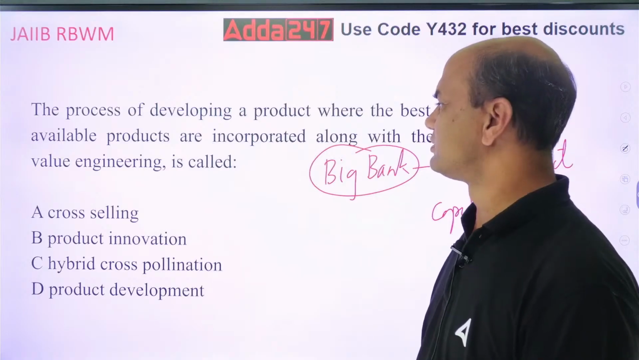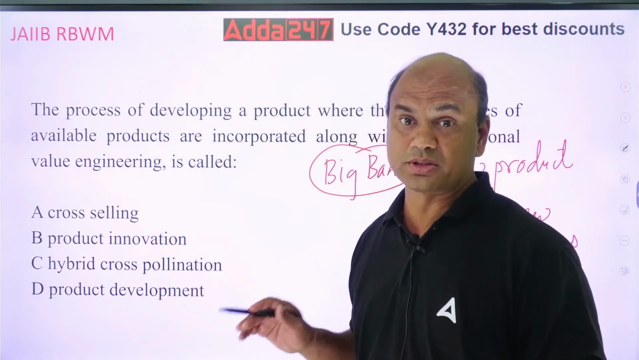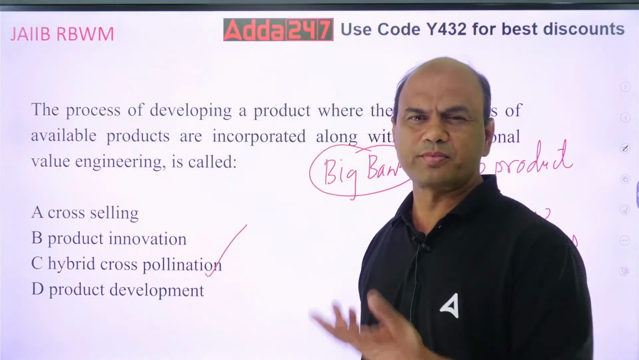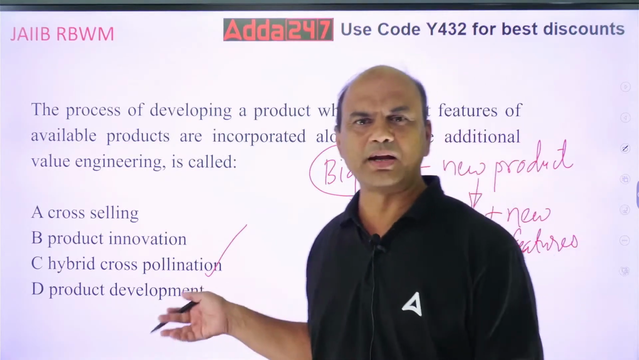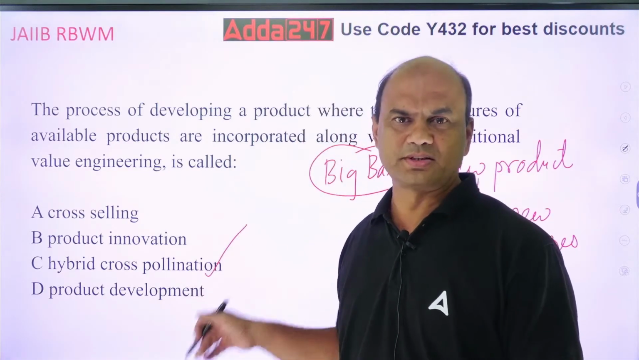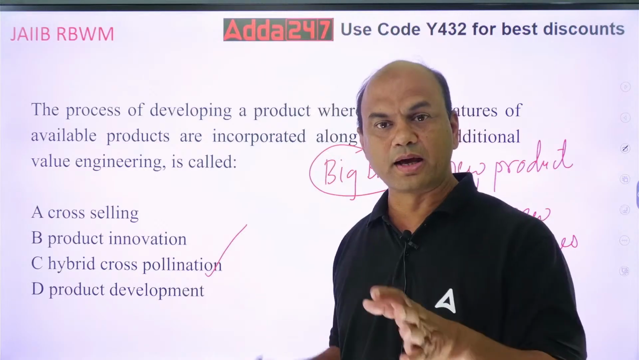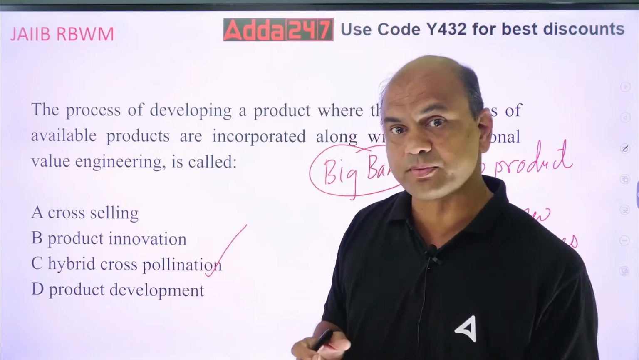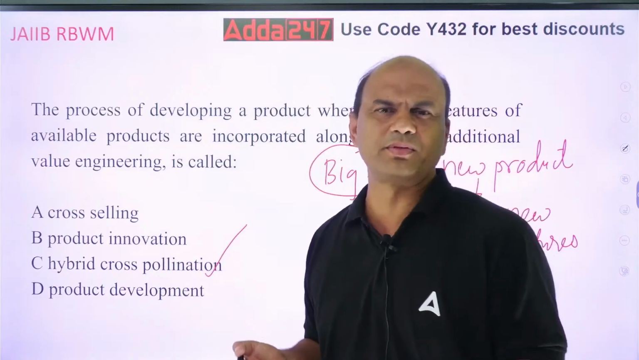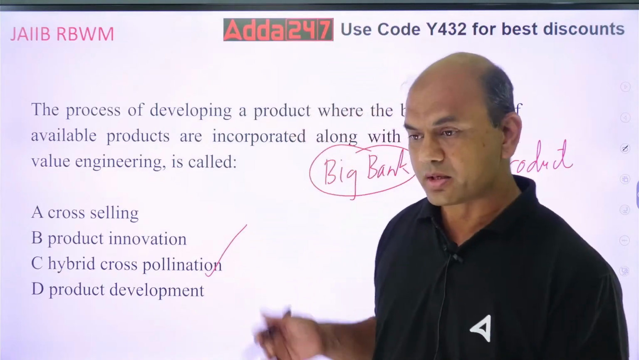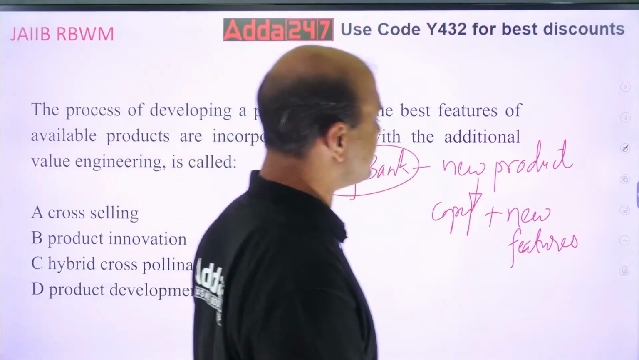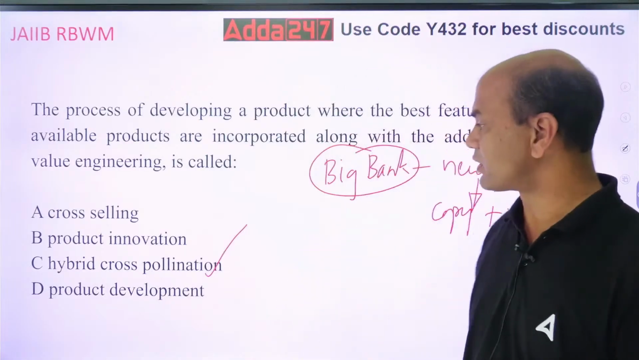Of course, this is not a banking term, but nowadays we are using it. Hybrid cross-pollination comes from biology, from plants. You are taking an existing product, adding a few features, and removing some of them, if they are not required by my customers. So I am doing some modifications. I am not copying exactly whatever is given. These are the additional features, and this is known as hybrid cross-pollination.